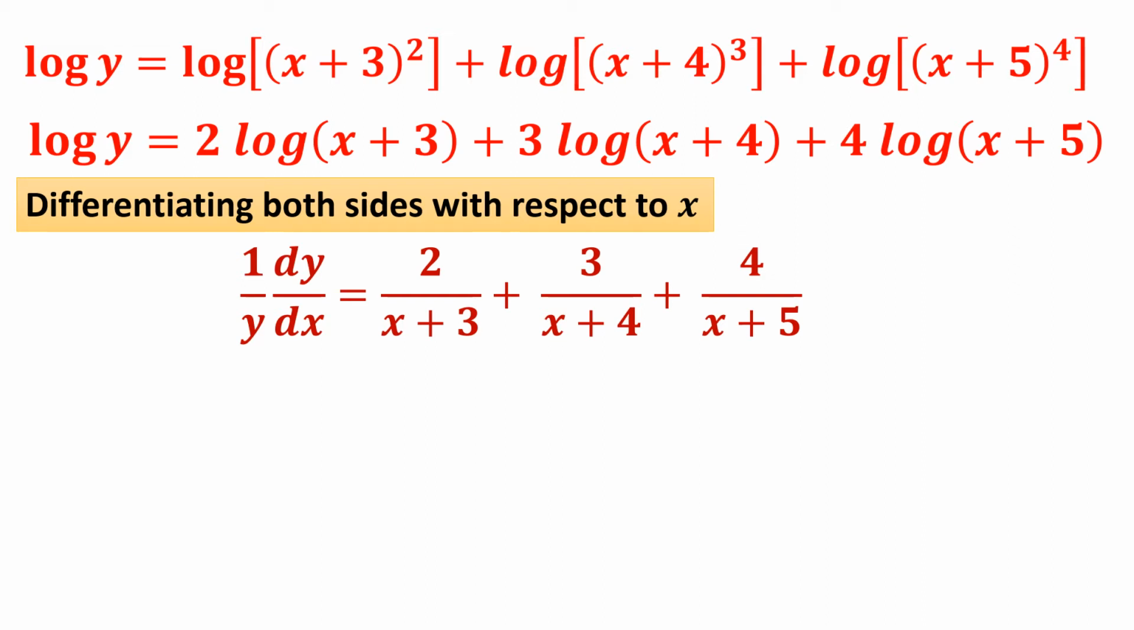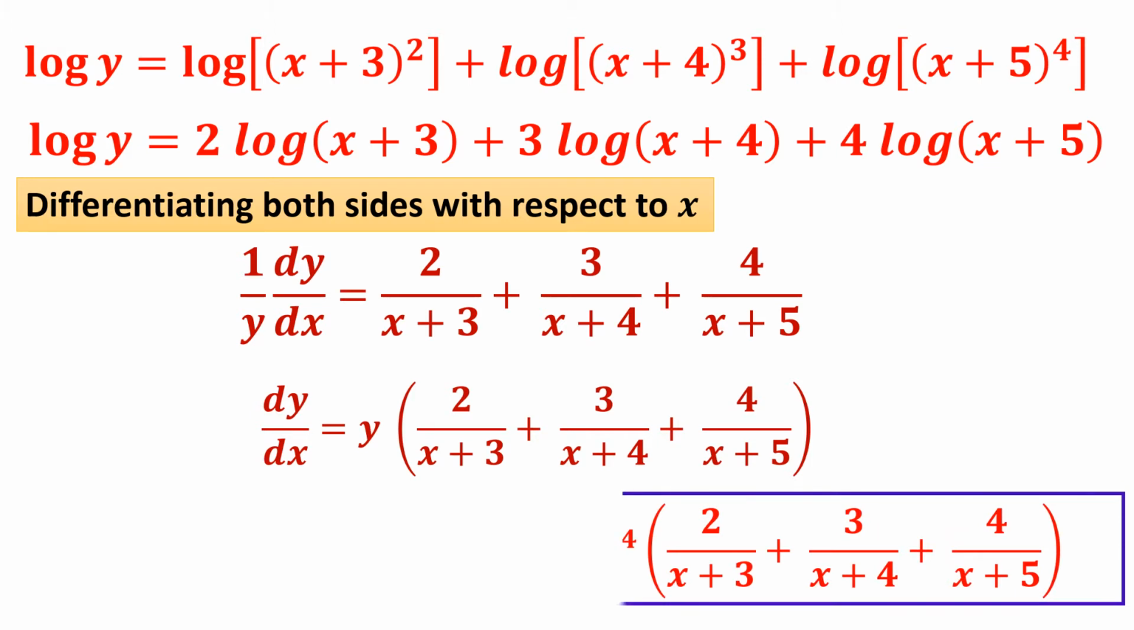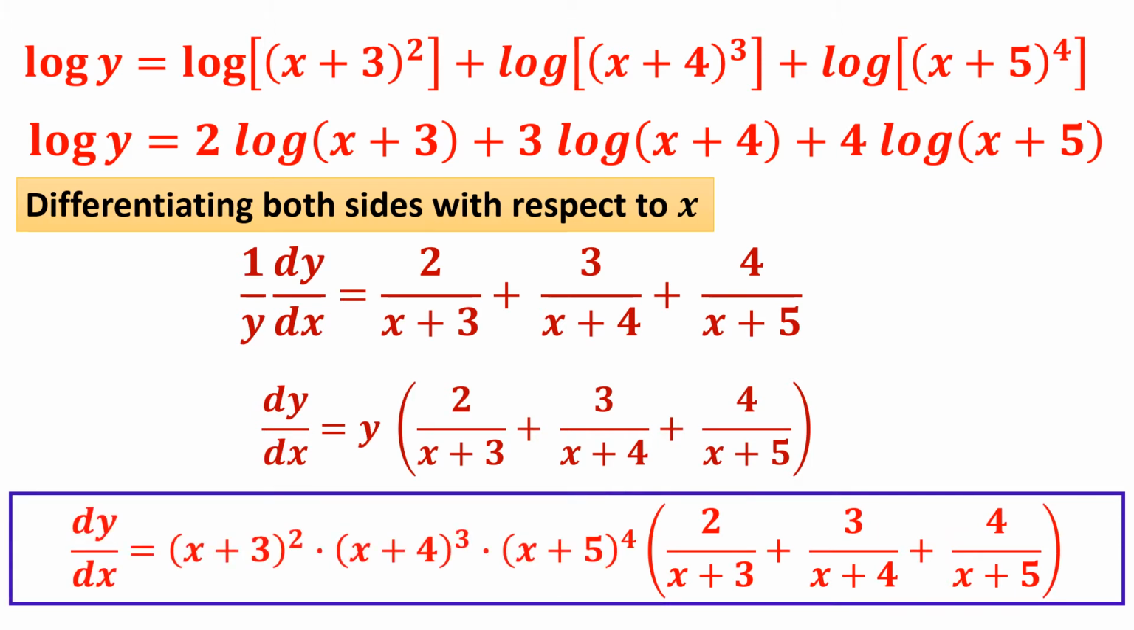Differentiation of x plus 3, x plus 4 and x plus 5 are all 1, but no need to write it. Now you can do the cross multiplication. You can substitute the value for y now. It will be x plus 3 whole square into x plus 4 whole cube into x plus 5 whole power 4 multiplied by this bracket 2 upon x plus 3 plus 3 upon x plus 4 plus 4 upon x plus 5. There is scope for simplification by taking the LCM, but if you give the answer like this also, it is sufficient, provided you are not asked to prove something.